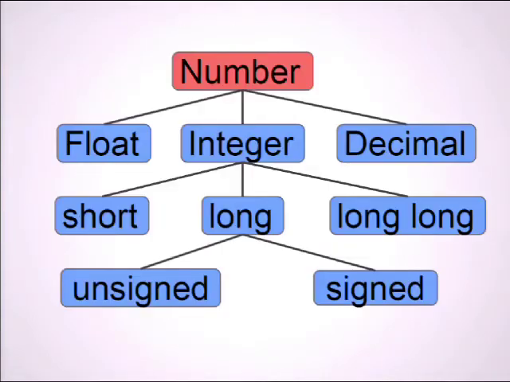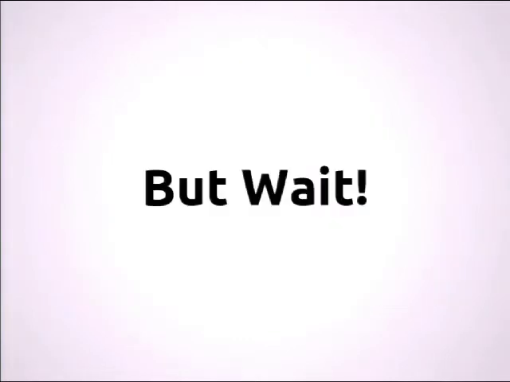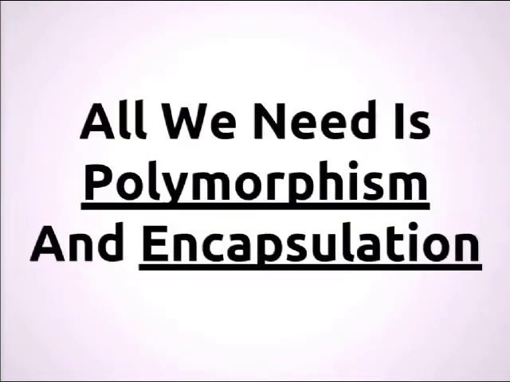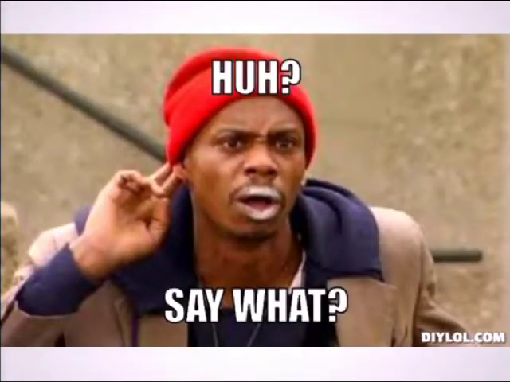So we could talk about this entire hierarchy of types of numbers and inheritance and all these things that behave as this conceptual number. But there's a difference here. We don't need inheritance to talk about object-oriented programming. That tree model is a distraction. All we need are polymorphism and encapsulation. So it's really, really simple.